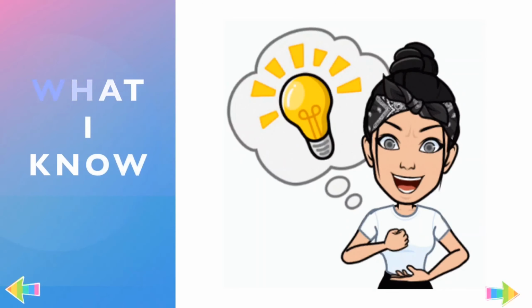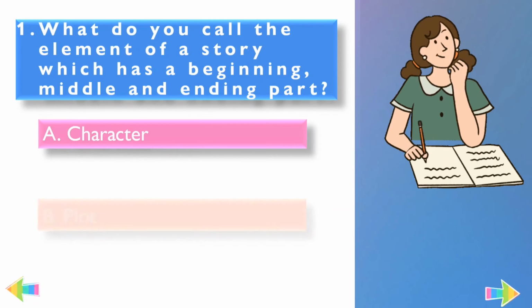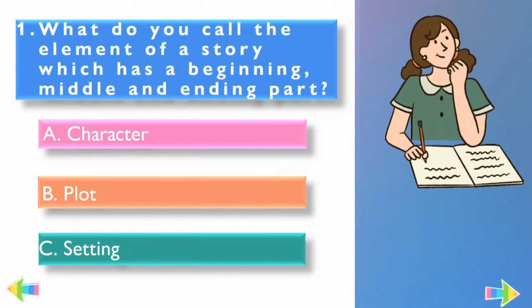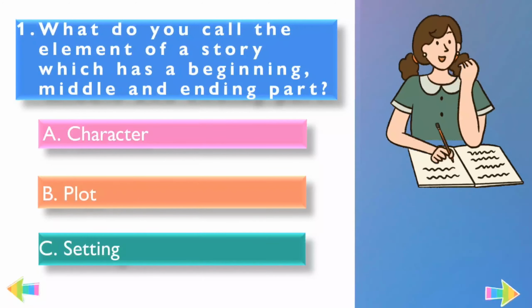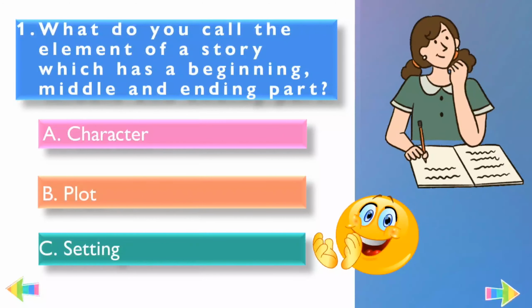What I know. Now, let us answer the questions. Number 1. What do you call the element of a story which has a beginning, middle, and ending part? Is it A. Character, B. Plot, or C. Setting? Very good. It is plot.